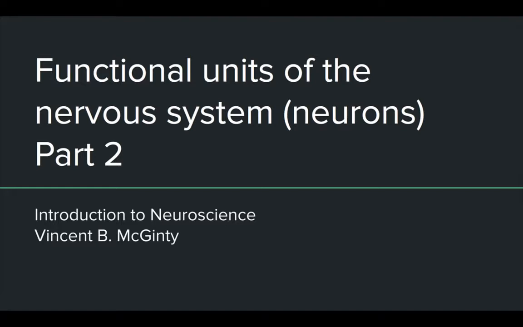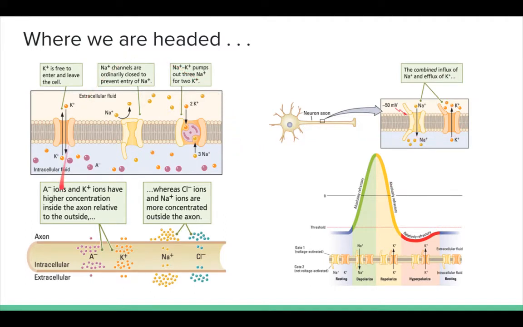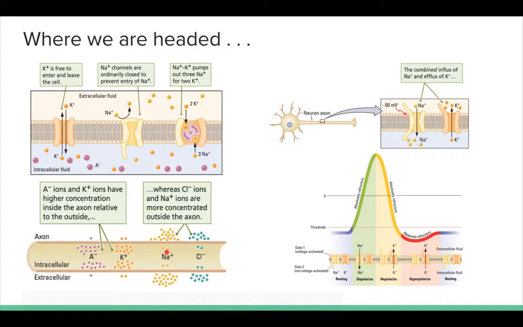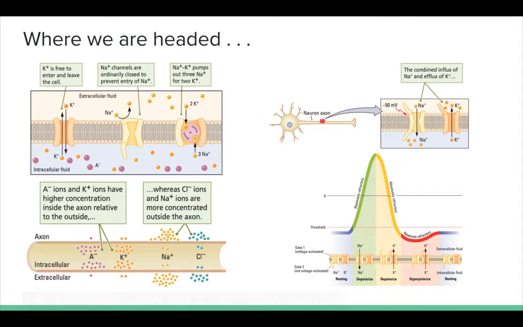what they do. In particular, we're getting ready to talk about the resting potential and the action potential, which are two of the most important concepts in cellular neuroscience. So where we're headed is a description of how neurons maintain an uneven distribution of charges on either side of their membrane. This is called the resting potential. And then how they have these waves of electrical activity that travel down the axon. This is called the action potential.